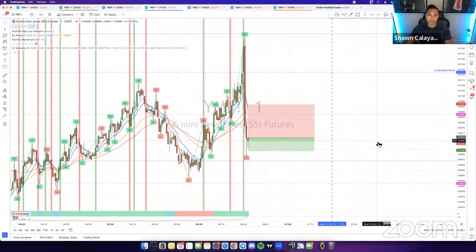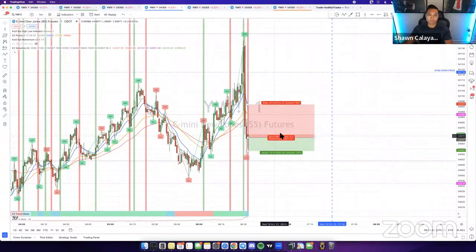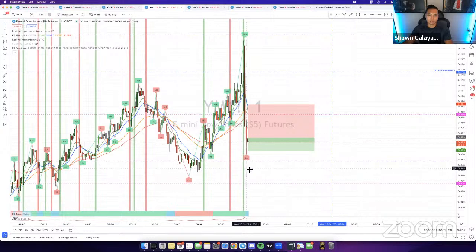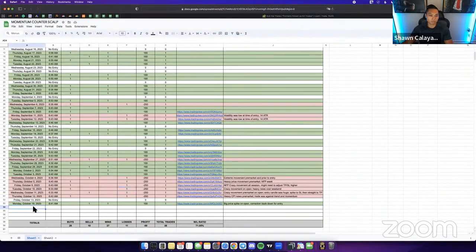Looks like it's running right now. A lot of back and forth movement right there. So the momentum counter scalp is currently running. Entry came up at 633. I'll go and mark that up over here.